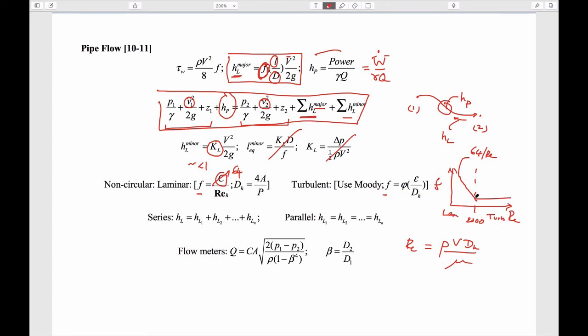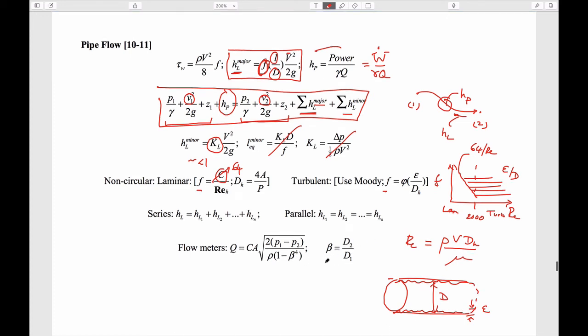And these are for the transitional flow, for different values of relative roughness, which is the pipe roughness, epsilon, divided by the overall diameter of the pipe, which is rough on both sides. So you guys know that.